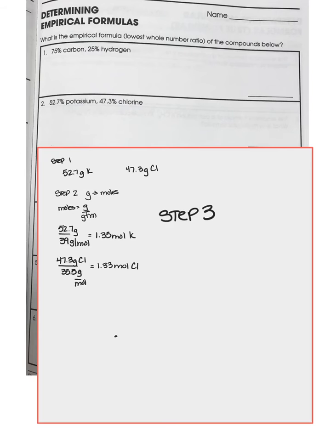And finally, for step 3, what we have to do is make a mole ratio. So potassium is 1.35, chlorine is 1.33. These are not whole numbers, so we're going to divide by the smaller number, which is 1.33, and we're going to get potassium is 1, chlorine is 1.